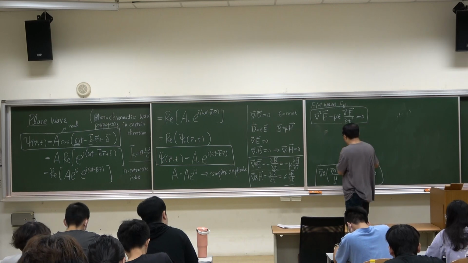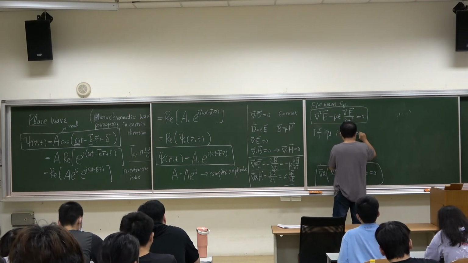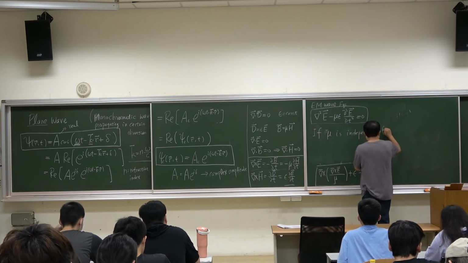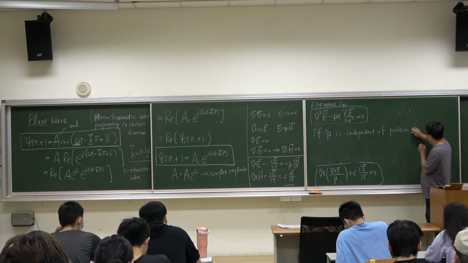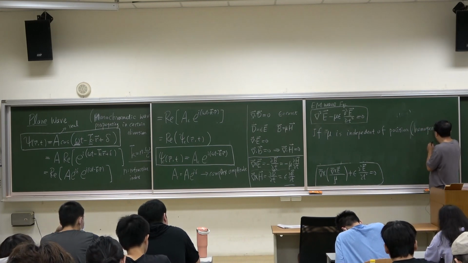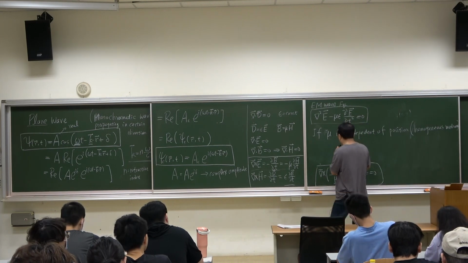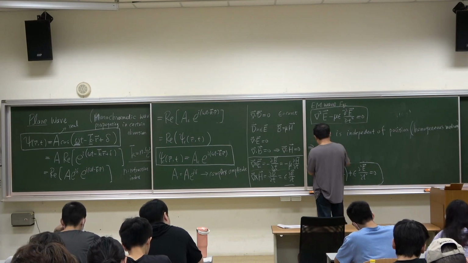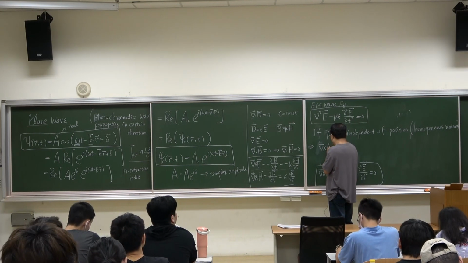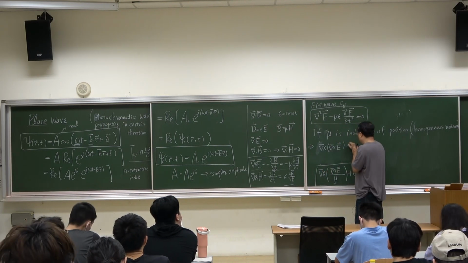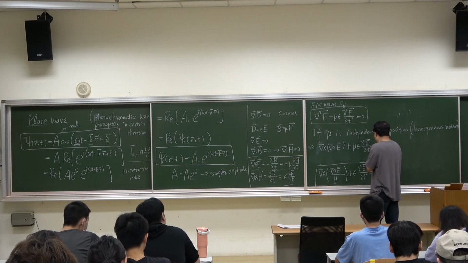Okay. Now, if mu is independent of position, 跟位置无关，也就是说所谓的 homogeneous，我们的介词如果是 homogeneous，mu 跟位置无关的话，then we have curl E plus epsilon mu times second time derivative of E equal to 0.